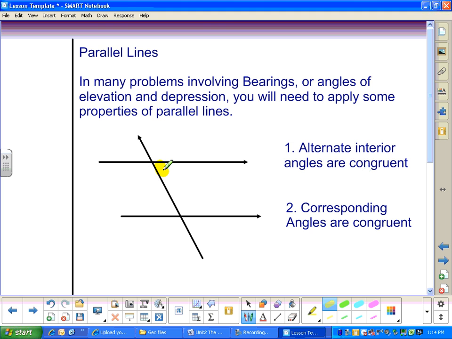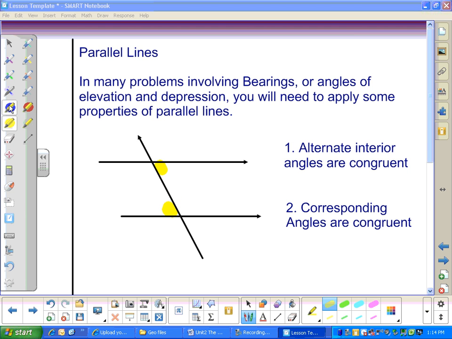Those angles are like here and here. They're on alternating sides of this line, which we call a transversal, and they're inside the parallel lines. So for example, these two angles that I've highlighted in yellow would be congruent, or the same size, and these two angles that I'm highlighting in blue right now would be exactly the same size as well.